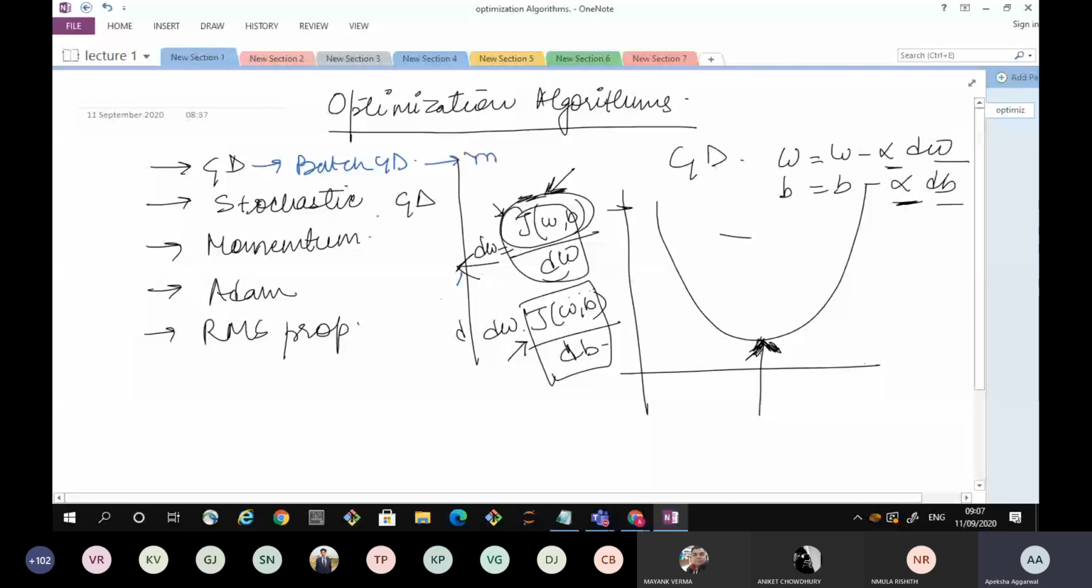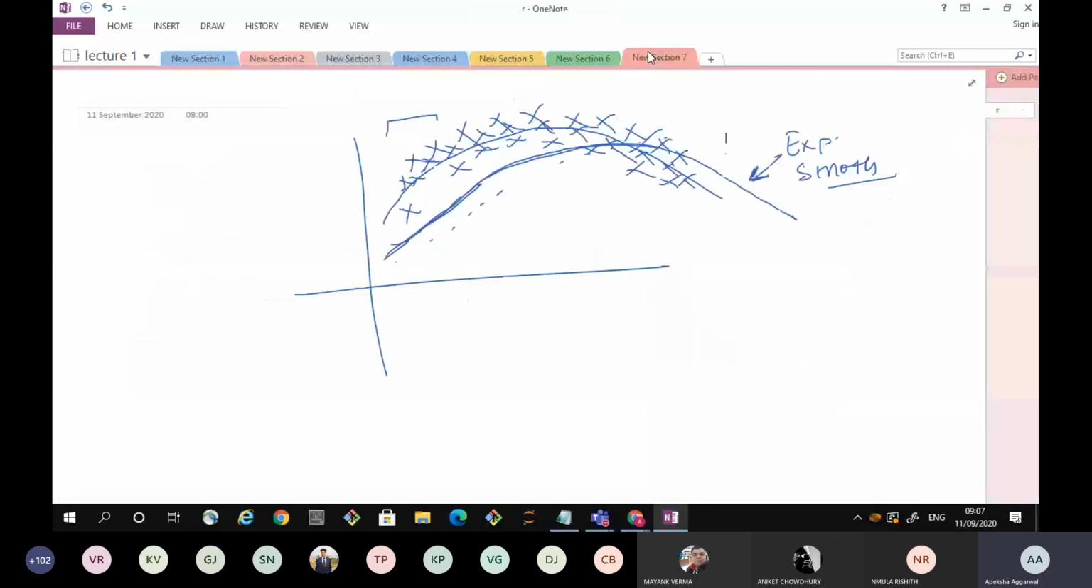In stochastic gradient descent, we give one example as input, and then we update weights, then we give the next example, then we update weights, and so on, up till all m training examples are covered. In momentum, we'll use exponential smoothing, and we'll see how this works. We have done 3 optimization algorithms till now. Third is momentum. I'm discussing what it is.